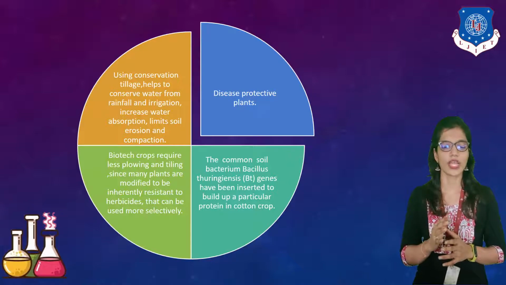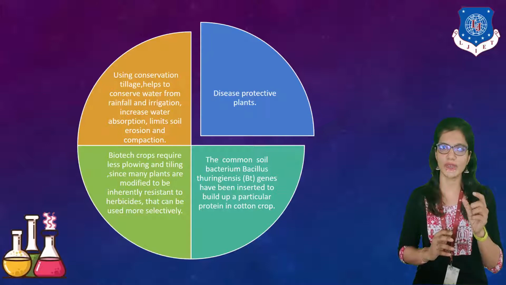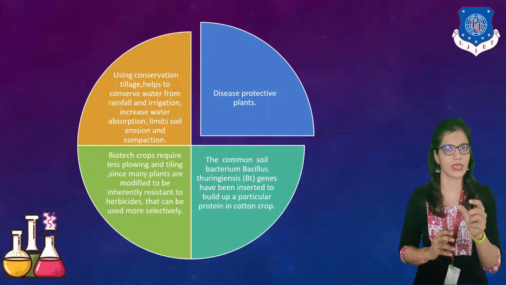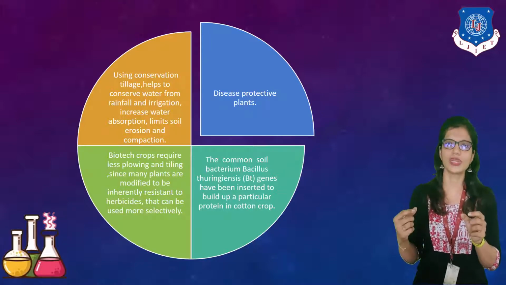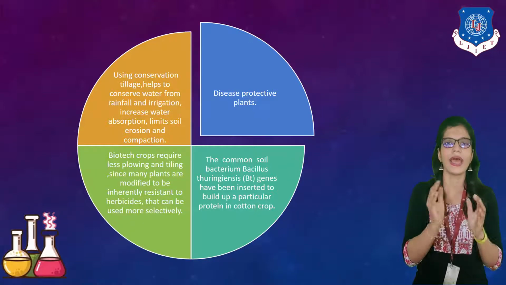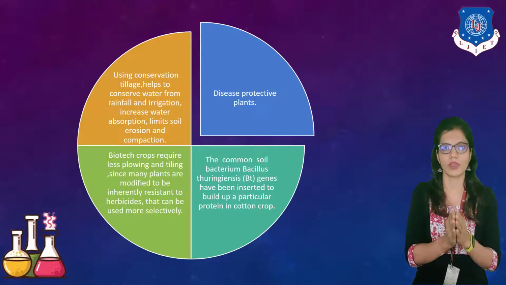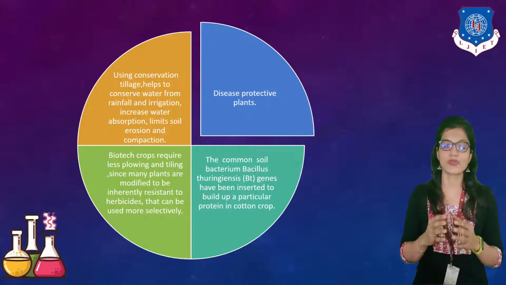Okay. Now biotech crops require less plowing and tilling since many plants are modified to be inherently resistant to herbicides that can be used more and more effectively. Right? So here what we will do is find out the gene which is responsible for that particular disease. Okay, we can remove that gene, or if we know that a gene will protect the plant against any kind of disease, then we will insert that gene at a base level, at a seed level, and it gives rise to a better plant which is known as a disease protecting plant.